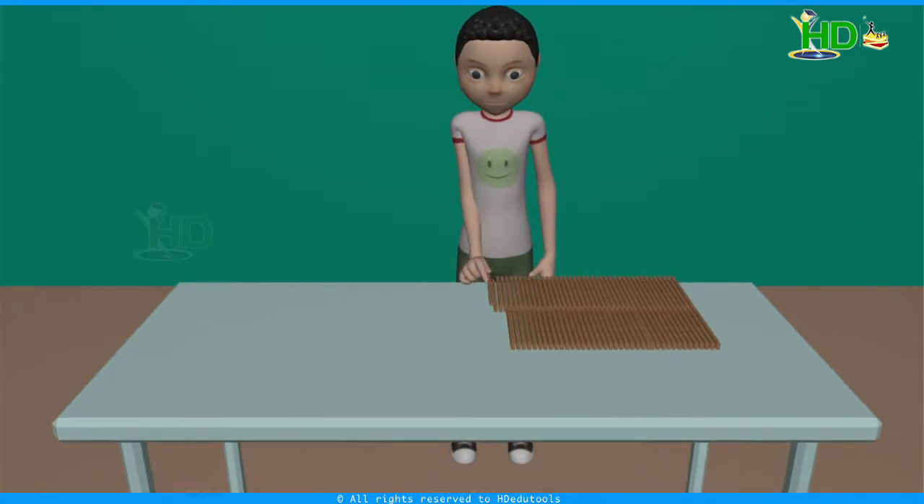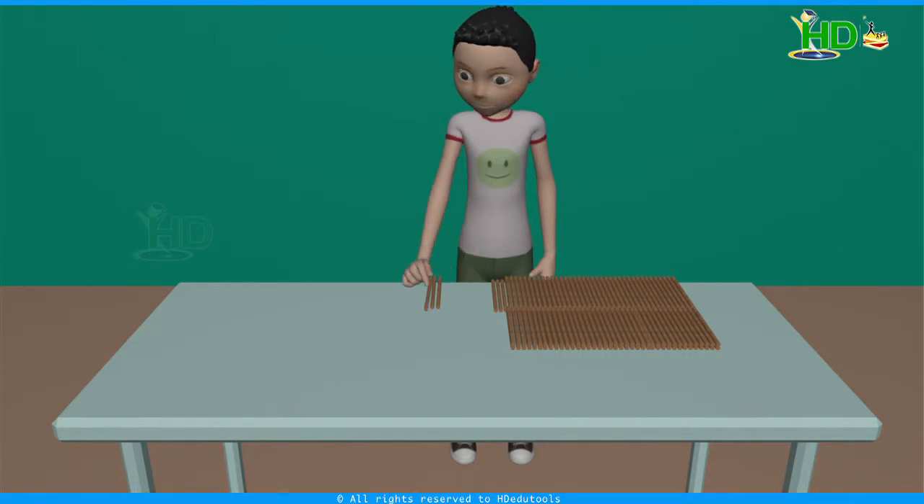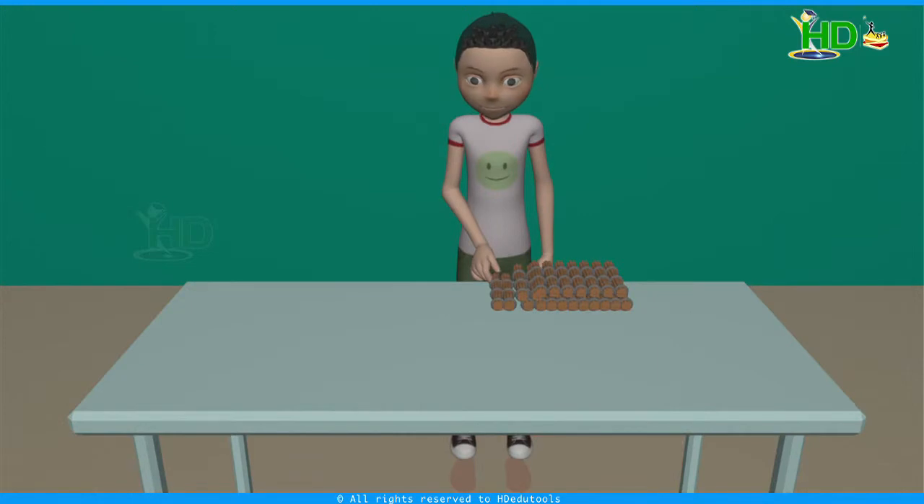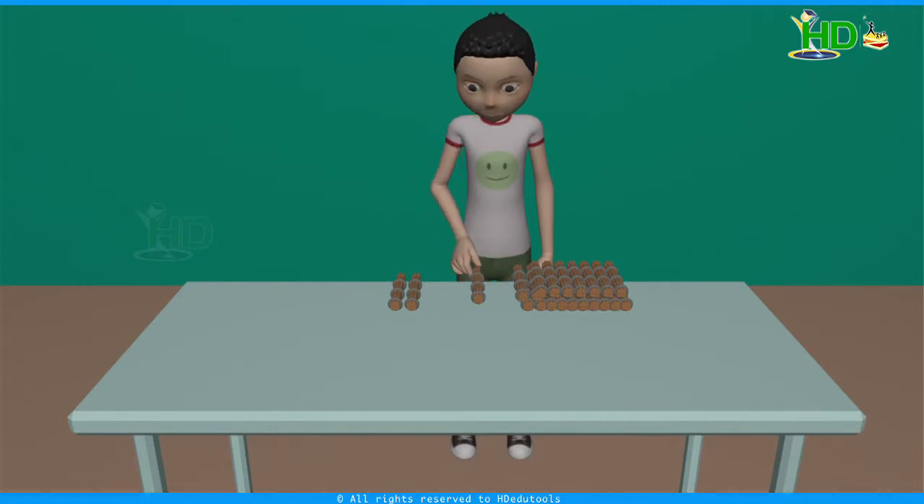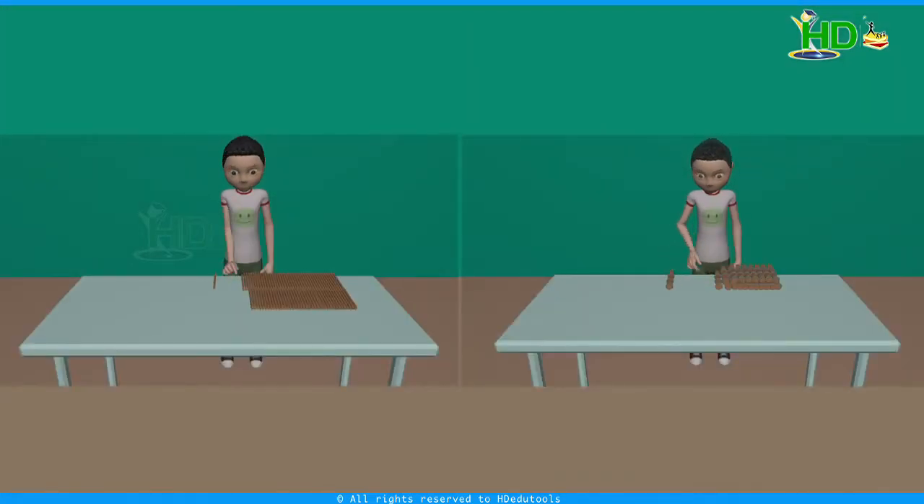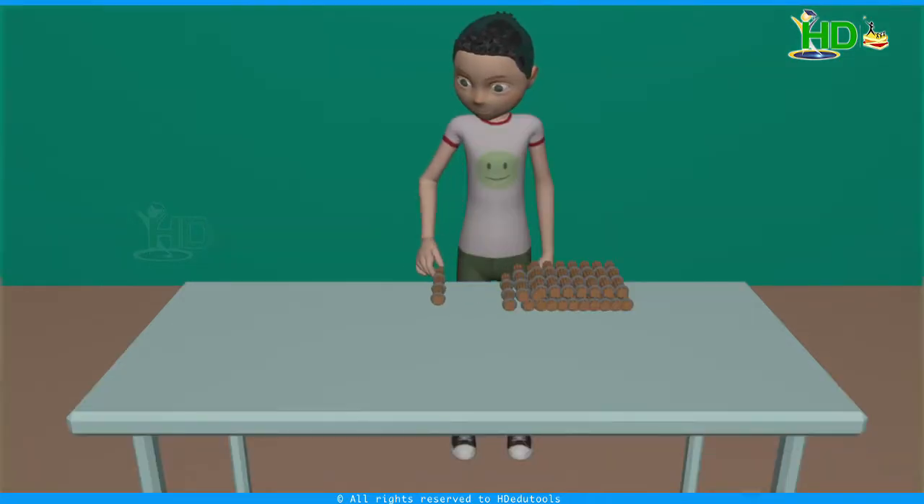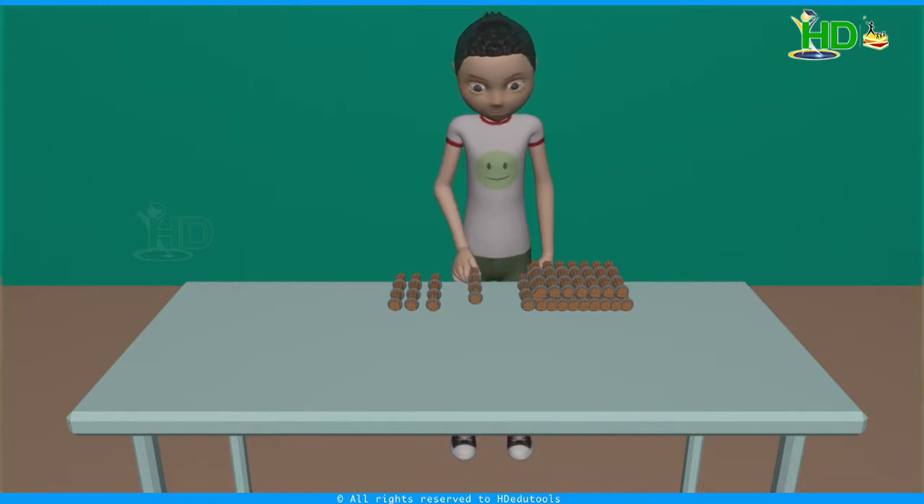See here, what is he doing? He is counting the number of sticks. How is he counting? By taking one by one. Look at here. What is he doing? He is also counting the number of sticks. And how is he doing? By grouping them into tens. Now, for whom it is easy to count the sticks? Obviously, the person who is grouping them into tens. For him, it is easy to count the number of sticks.